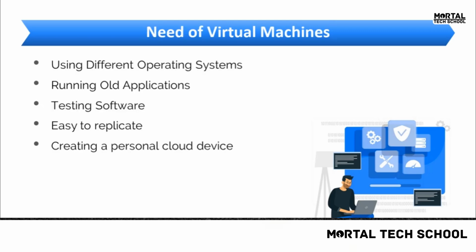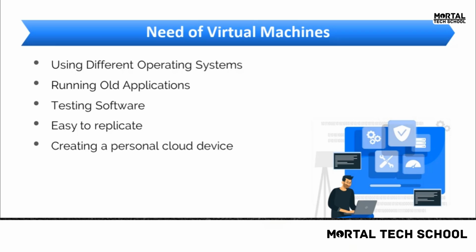The need for virtual machines varies from user to user. Some needs are using a different operating system. Like if someone needs to work on a different operating system on top of another OS, like you may want to use Linux for your work on top of Windows. This is one of the best uses for a virtual machine.